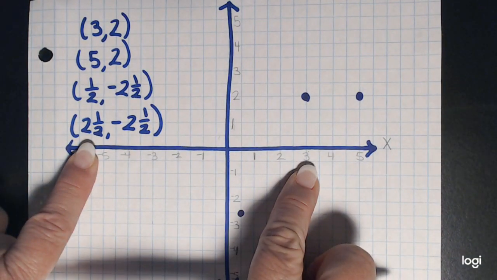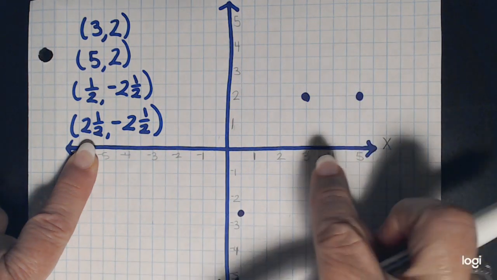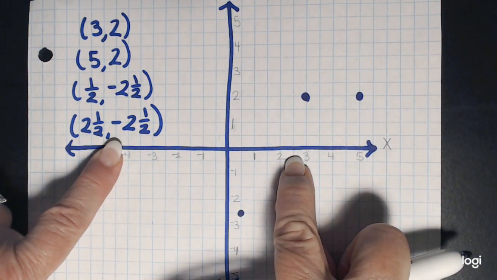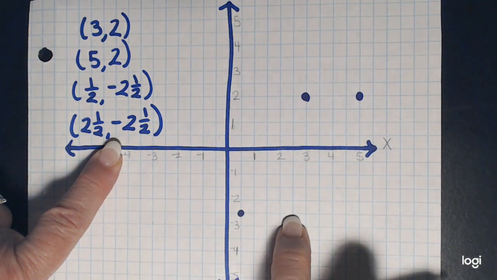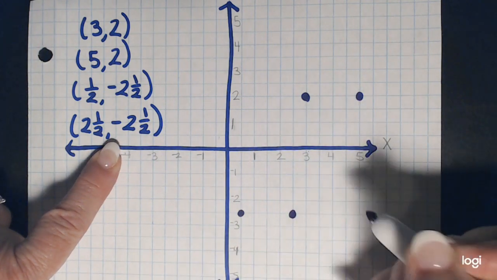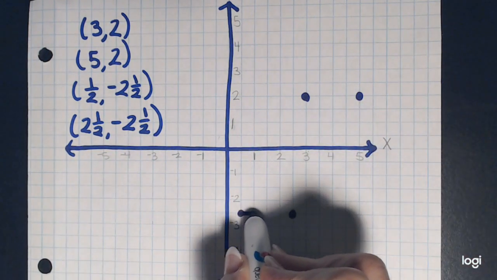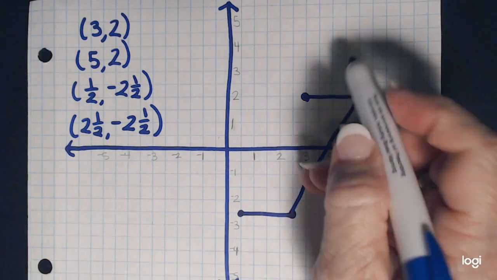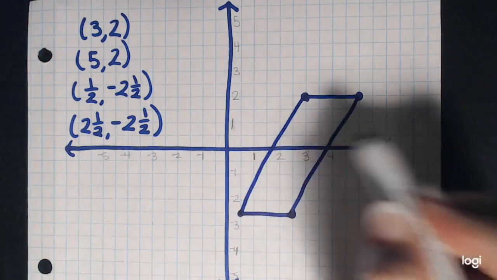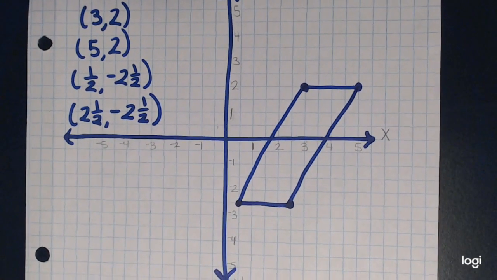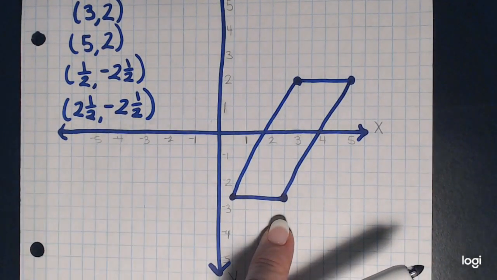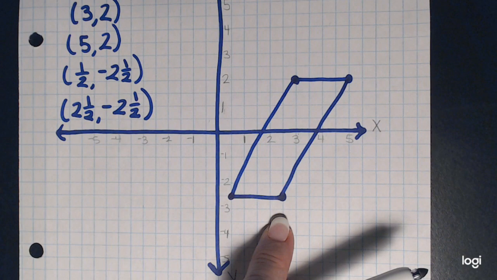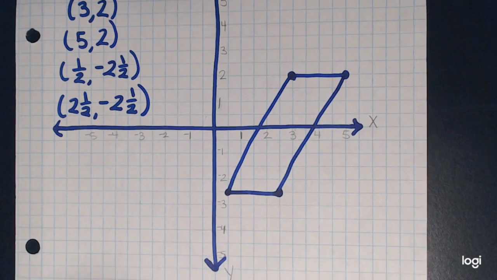Here's 2, here's 3. Halfway would be right there. We're going to start here at 2.5. We have to go down 2.5. We're going to connect the dots, and you will notice I've made a polygon. The polygon shape I've made is actually a shape we've talked about before. This is a parallelogram. It's also known as a quadrilateral.